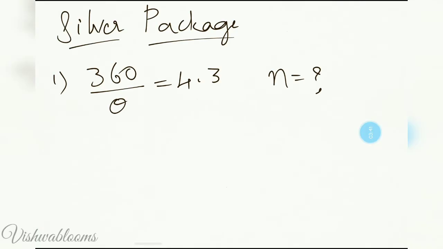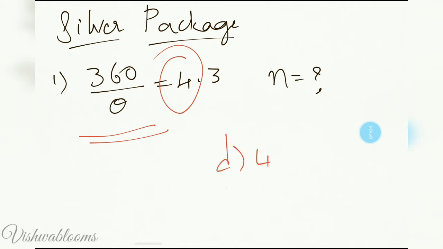Next we have silver package. First question, if 360 by theta is equal to 4.3, then what is the number of images formed? So number of images formed is generally 360 by theta only, no? That only we'll use, right? So what here we have to do? This is the answer. So 4 is the answer, D.